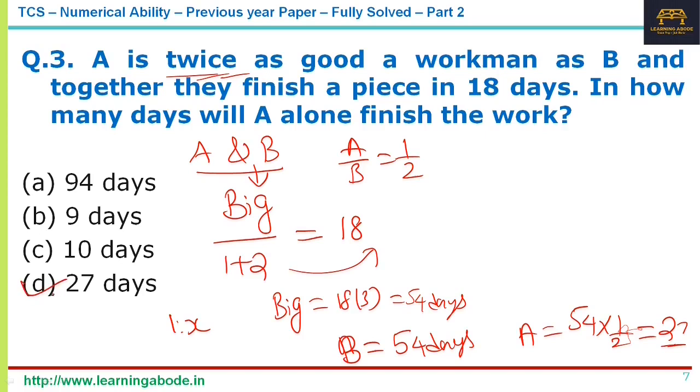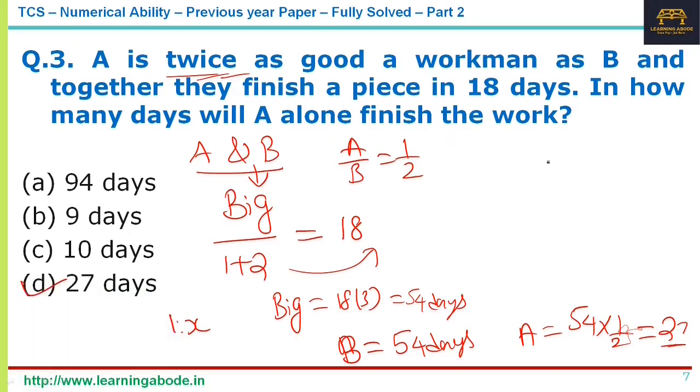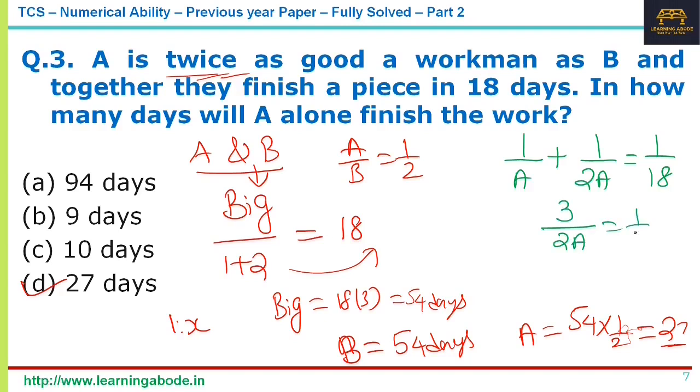Now, if you are not comfortable with this, what is the alternate conventional method? What we need is A. So 1 day work of A plus 1 day work of B. Now B takes twice the number of days as A. Now that is equal to 1 by 18. So 2A, that's equal to 1 by 18. So 1 by A is equal to 1 by 27. This way you can solve. This is the conventional equation writing method.